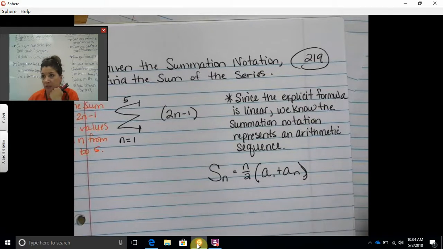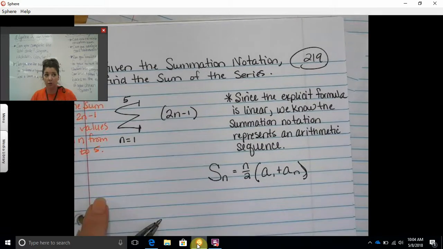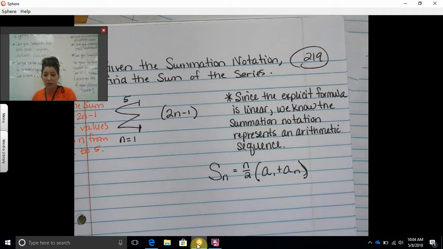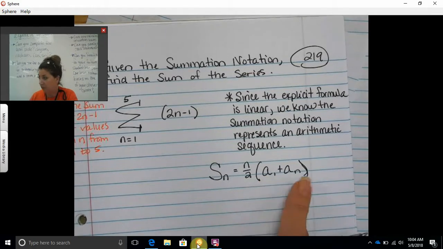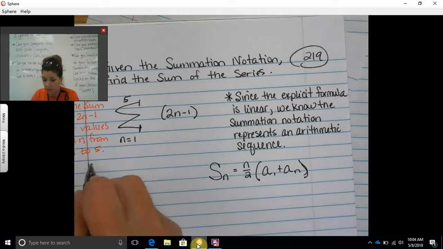in order to be able to use this formula, right? Well, I don't know any terms. I could plug these in and figure it out, which that's what I'm going to have to do. So I need to find out what my first term is. I need to figure out what my fifth term is. So I'm just going to use some little math over here.